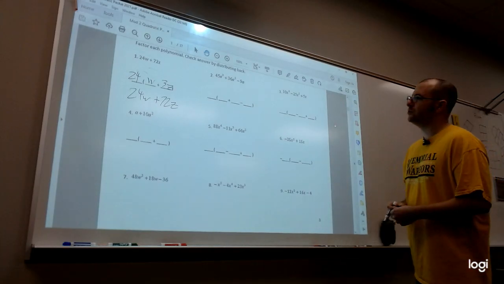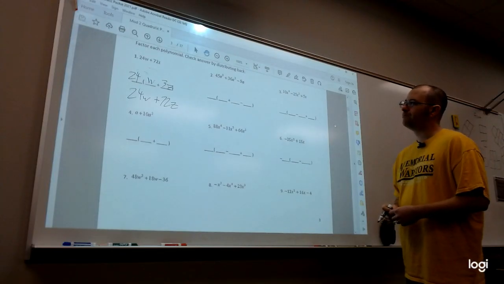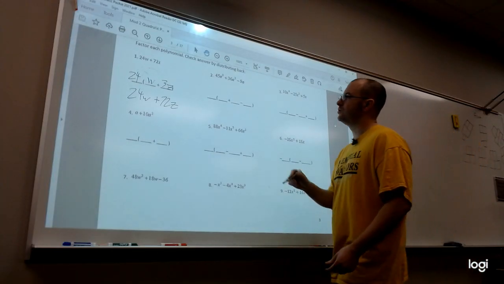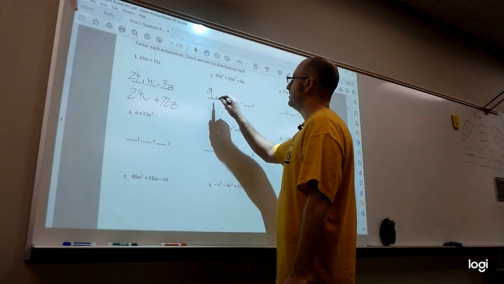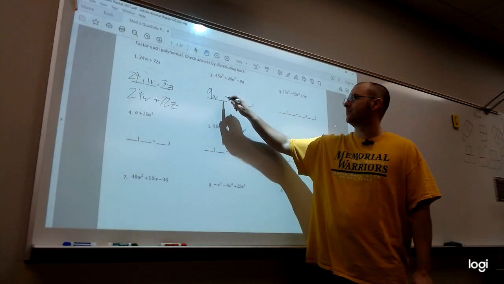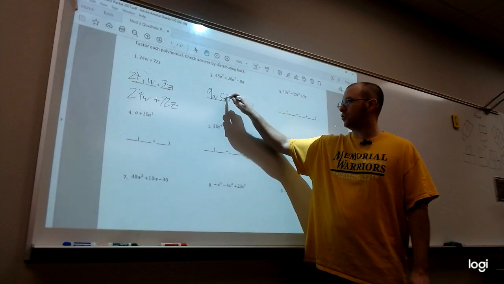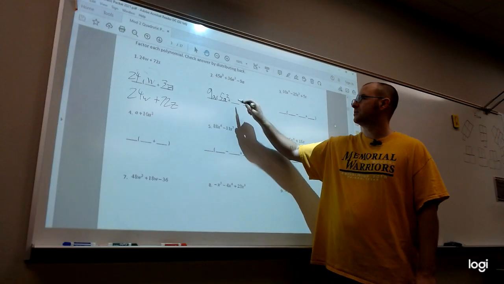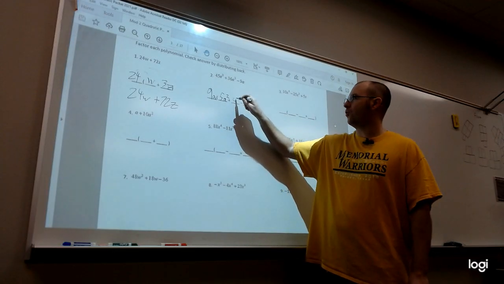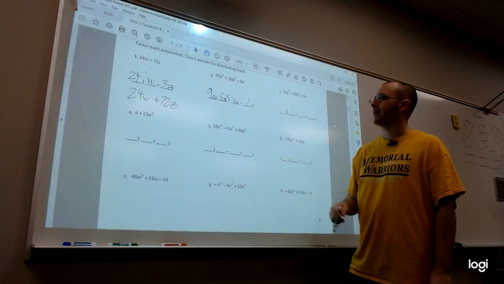What goes into number 2? Yeah, 9 will go into all of them. Any letter? A. Yeah, 9A will go into all of them. And then what are we going to have here? 5A squared. Yep, 5A squared plus 4A minus 1. Yeah, okay, minus 1.